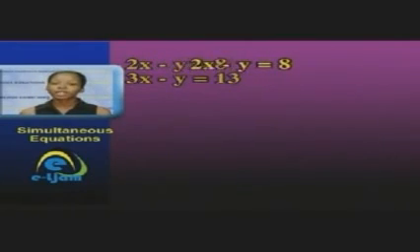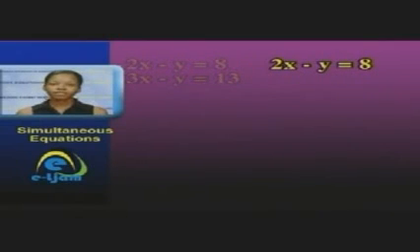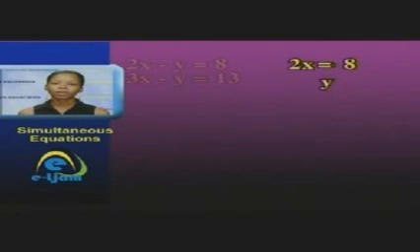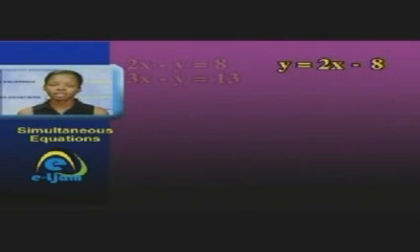But let's choose equation 1. Therefore, y equals 2x minus 8. Since y is now equal to 2x minus 8, it means that anywhere we see y in equation 2, we replace it with 2x minus 8.